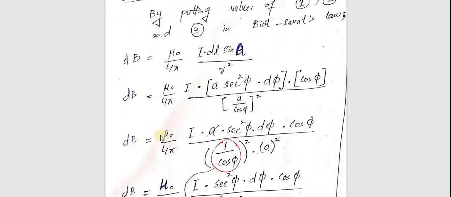Now dB equals μ0 divided by 4π, I a sec²θ dθ cos θ, divided by 1 over cos θ whole squared times a squared. We know that 1 over cos θ is equal to sec θ. So the equation becomes dB equals μ0 divided by 4π, I sec²θ dθ cos θ, divided by sec θ whole squared times a squared. So this a squared will cancel out with this a, and we are left with only a.